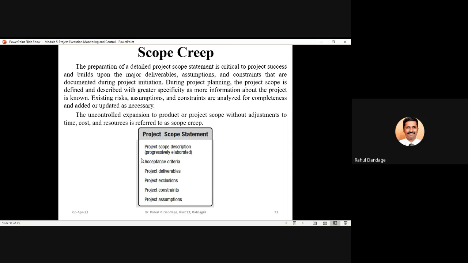The uncontrolled expansion to product or project scope without adjustment to time, cost, and resources is called scope creep. So whenever we talk about scope creep, it is nothing but the expansion of your product or project scope, and this expansion is not limited, it is expanding in an uncontrolled manner. And whenever there is expansion, this expansion is without any adjustments to the time, cost, and resources. That is nothing but our scope creep.